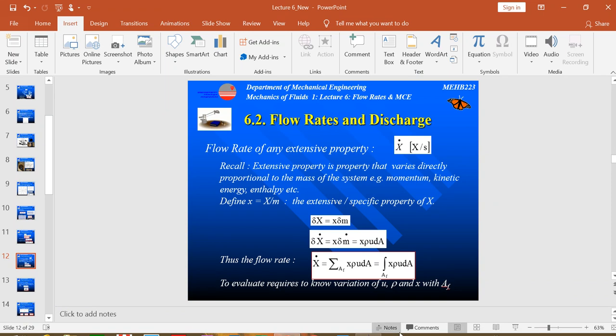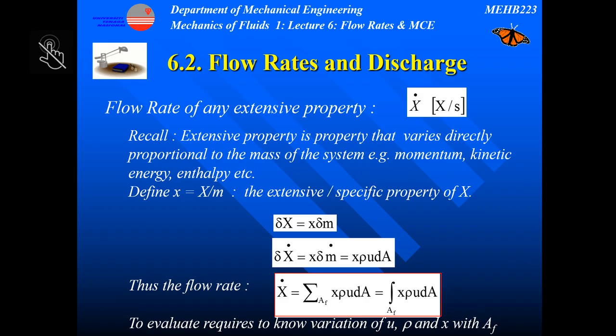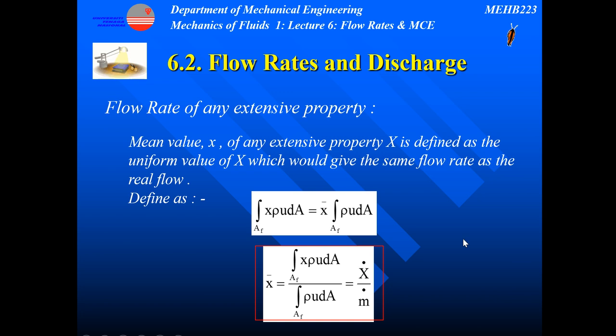So this is the example. Before that, other than flow rate, you can also find the mean value. The mean value of any extensive property is the uniform value of the extensive property which would give the same flow rate as the real flow. Okay. So how do you get the mean value or the average value? You put a bar at the top here: the flow rate of the extensive property divided by mass flow rate. So you get the average, or the mean value.